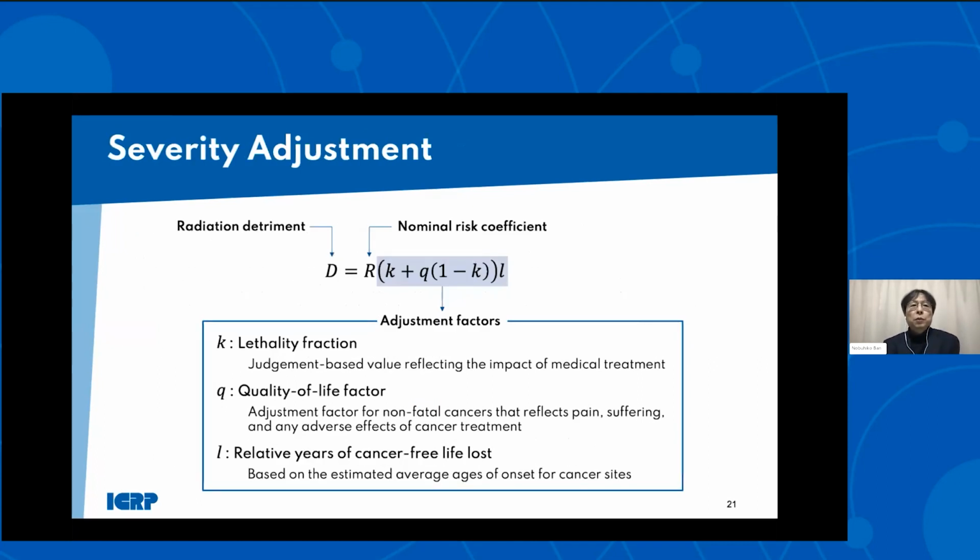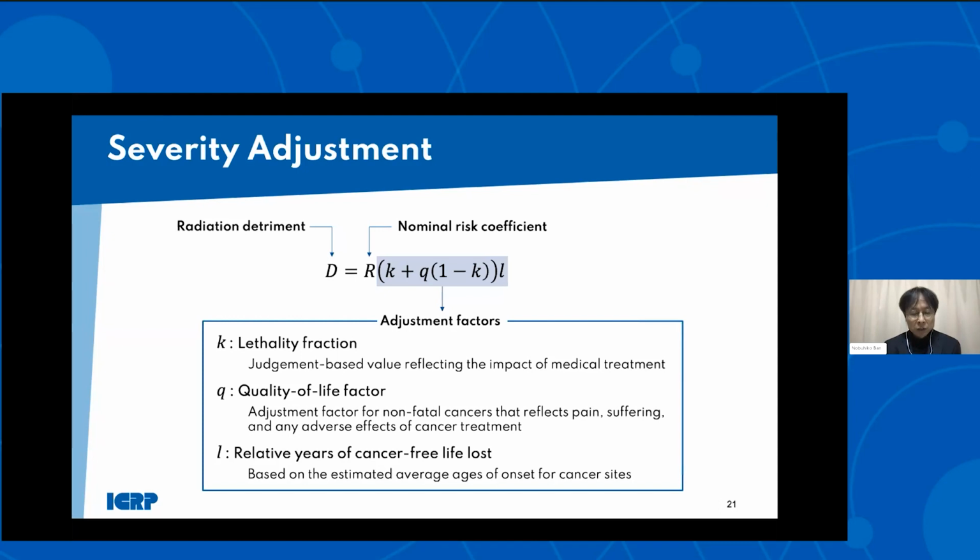So now I'd like to talk very briefly about the second step, severity adjustment. Radiation detriment is given by this formula, in which D represents radiation detriment and R represents the nominal risk coefficient. So this hatched part represents the adjustment term, which consists of 3 adjustment factors.